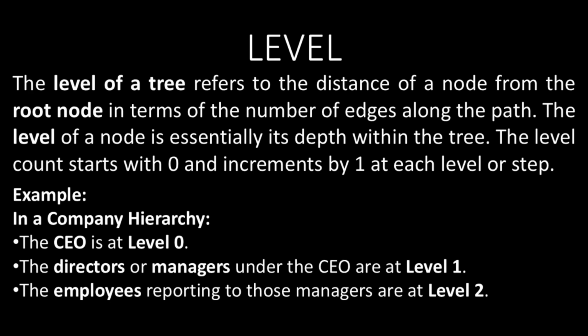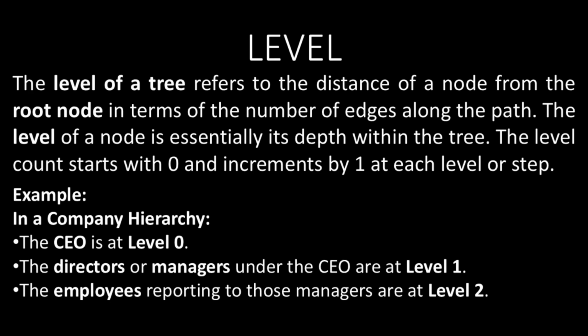Level. The level of a tree refers to the distance of a node from the root node in terms of the number of edges along the path. The level of a node is essentially its depth within the tree. The level count starts with number 0 and increments by 1 at each level or step. As an example, in a company hierarchy, the CEO is at level 0, the directors or managers under the CEO are at level 1. The employees reporting to those managers are at level 2.